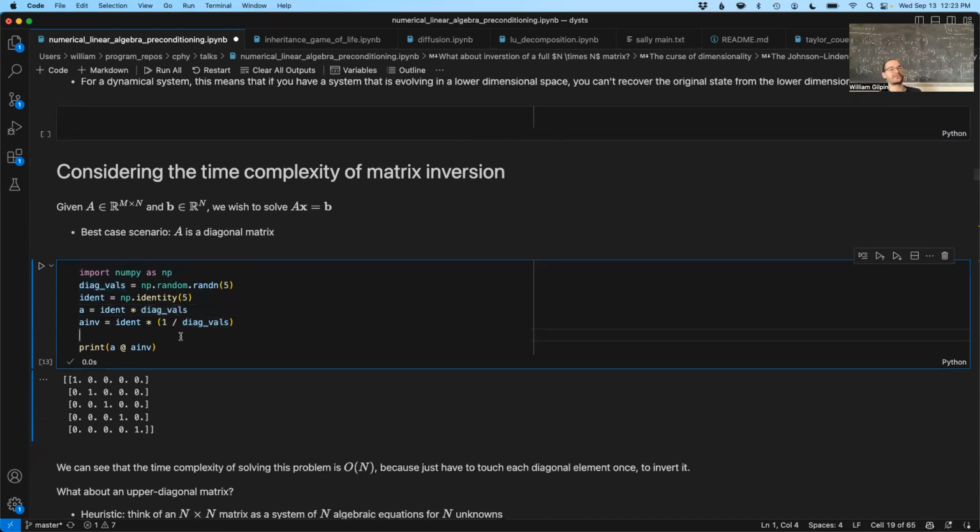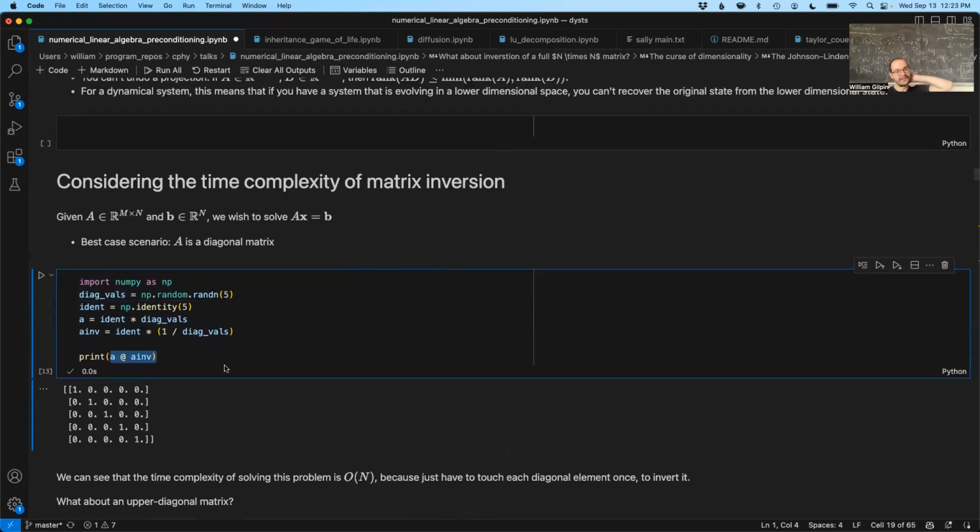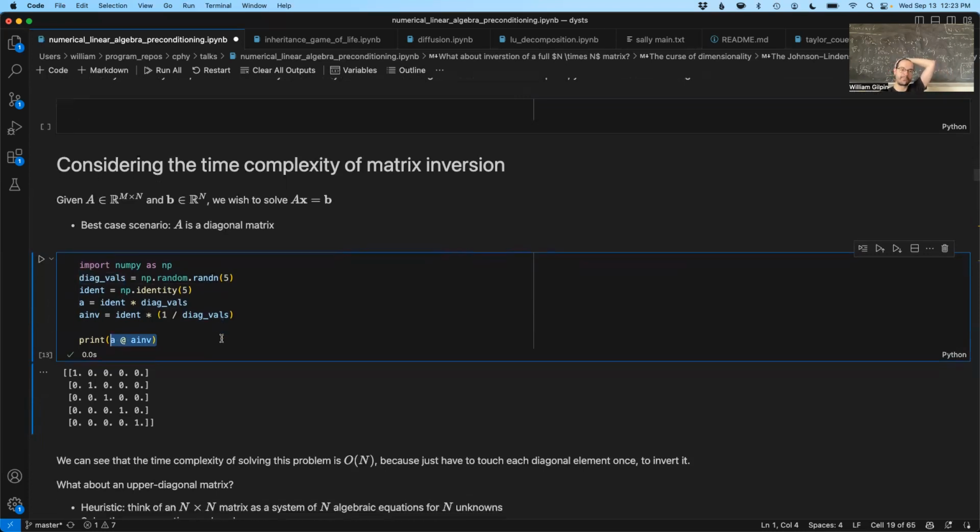Okay, and here I've done a poor man's matrix inversion where I've defined an identity matrix, I've populated it with random diagonal elements, and then I manually invert the matrix, and lo and behold, the matrix product gives me the identity matrix, as I would expect to see. Okay, so that's best case scenario, we get runtime of order n.